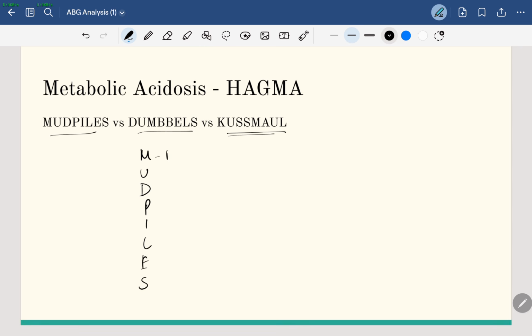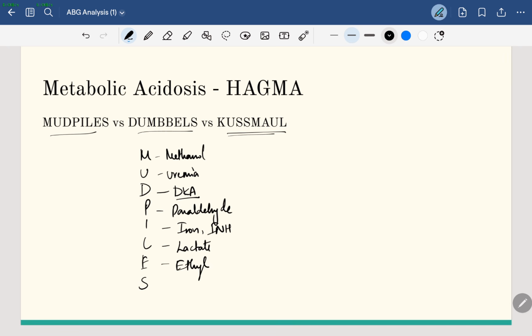Here, M is methanol, U is uremia, D is diabetic ketoacidosis and includes other forms of ketoacidosis. P is paraldehyde. I includes iron or isoniazid. L is lactate. E is ethylene glycol. And S is salicylate, such as aspirin.